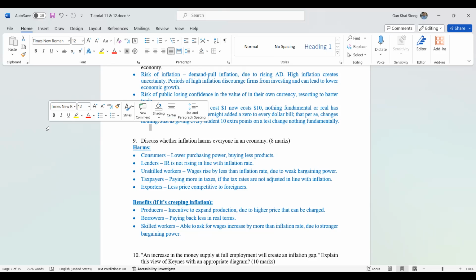Okay, so one question that I got from WhatsApp regarding this question is why are we talking about the benefit as well? Discussion questions, we have to argue both sides. So discussion question, we argue both sides. We say who gets harmed and who gets benefits.